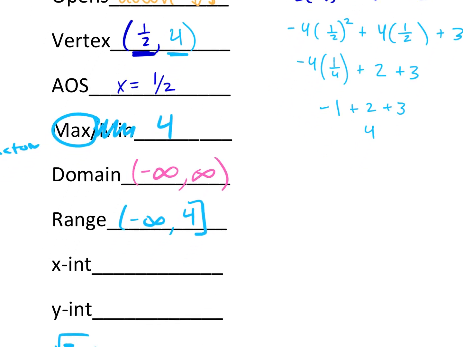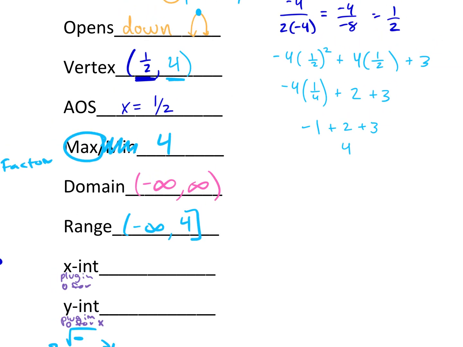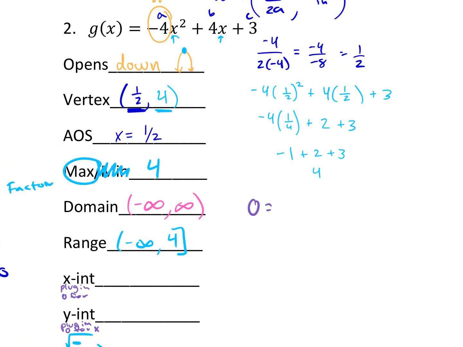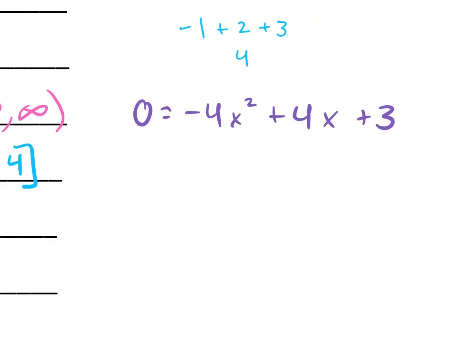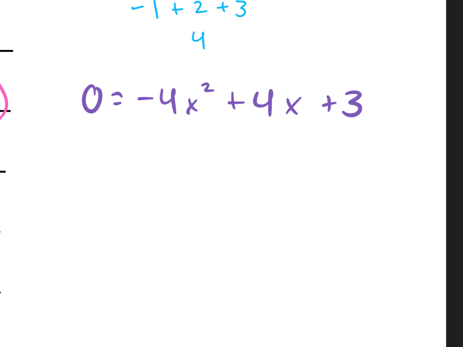Now for our x-intercept, we plug in 0 for y. For y-intercept, plug in 0 for x. So it's the opposite one that you're trying to find. So when we plug in 0 for y, we have 0 is equal to negative 4x squared plus 4x plus 3. So here when we solve for x, we can either factor or we can use our quadratic formula. Let's try and see if we can factor this.